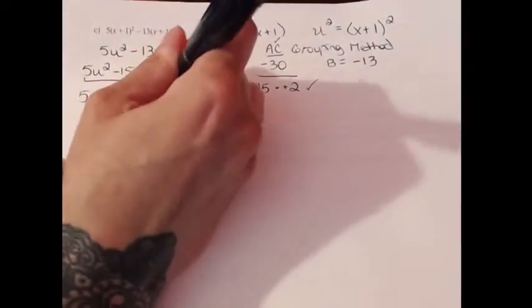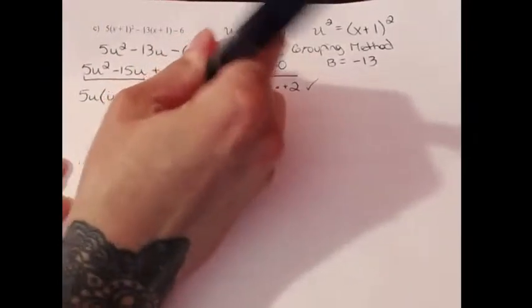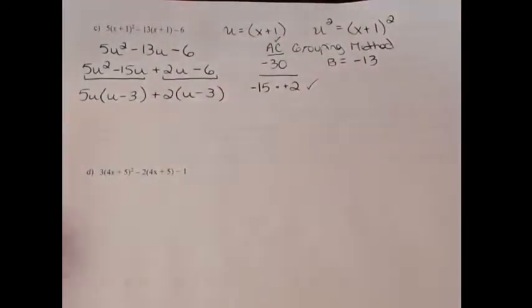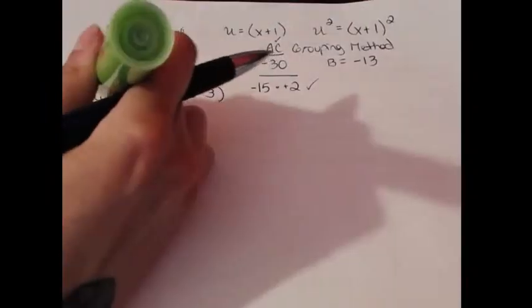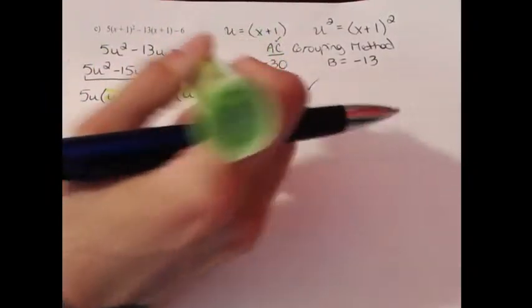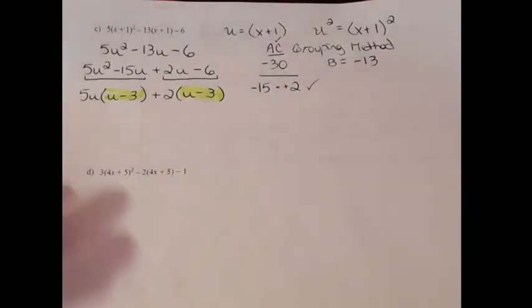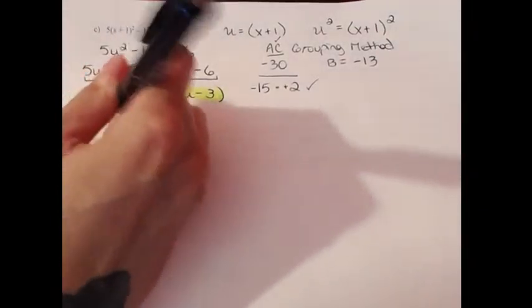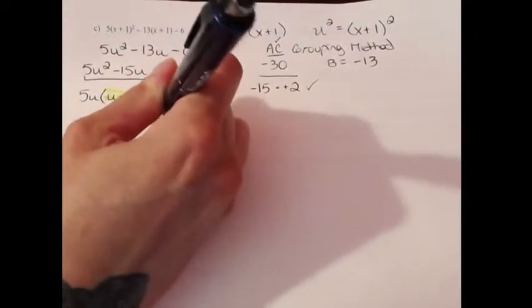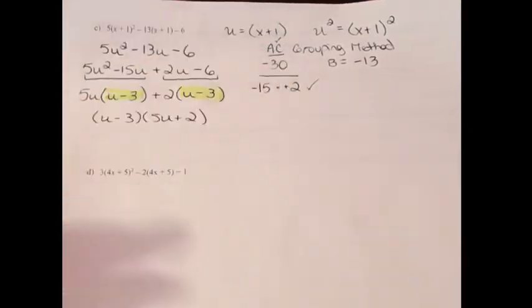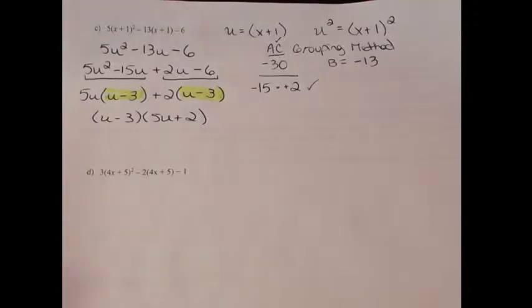Notice that for each group, I'm simply factoring out the GCF. And then I also notice that because I have a common factor of u minus 3 in each of these two terms, I'm going to factor the u minus 3 out, and I'm left with 5u plus 2. Now, as we discussed before, remember, I made a substitution. I called u x plus 1. But I cannot just say my answer is (u minus 3) times (5u plus 2). I've got to put it back.